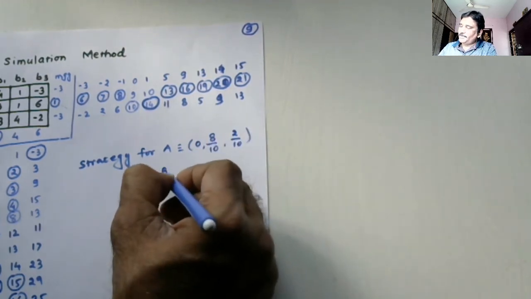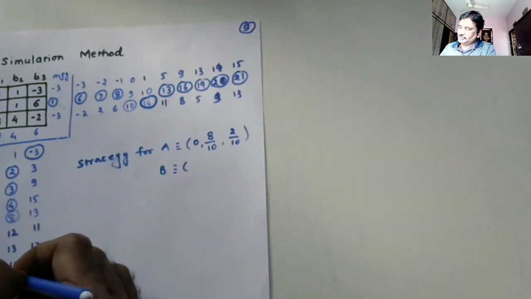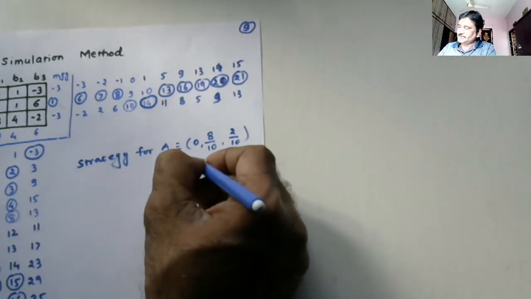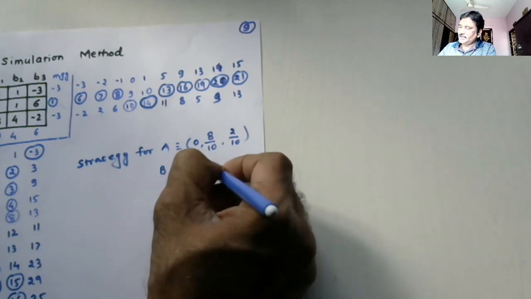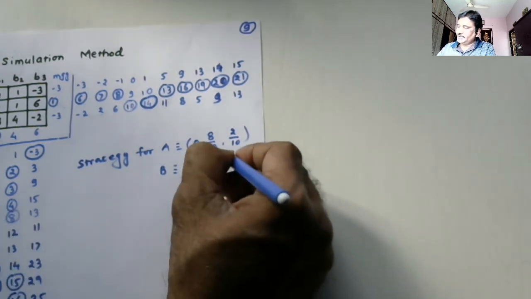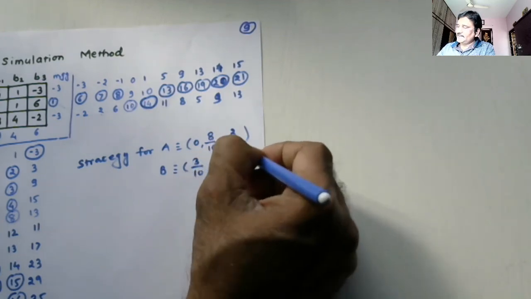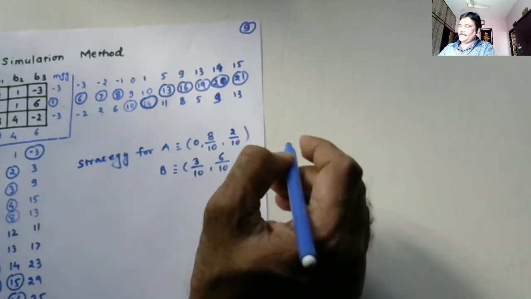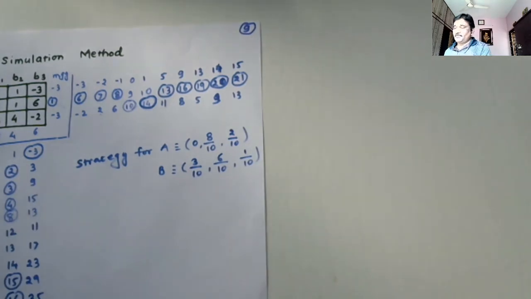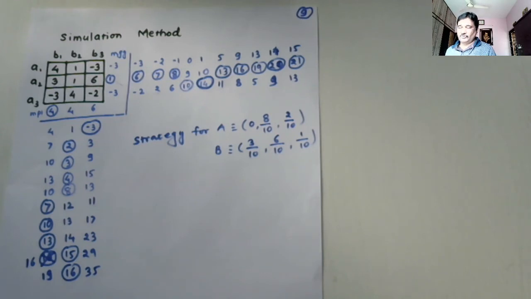Okay, what is it for B? B1 was selected 1, 2, 3 times. 3 out of 10 times. B2 is selected 1, 2, 3, 4, 5, 6 out of 10 times. And B3 is selected 1 out of 10 times. Based upon the way we played, we believe that the game should be played that way only. But we have played it for very little time, only 10 times.